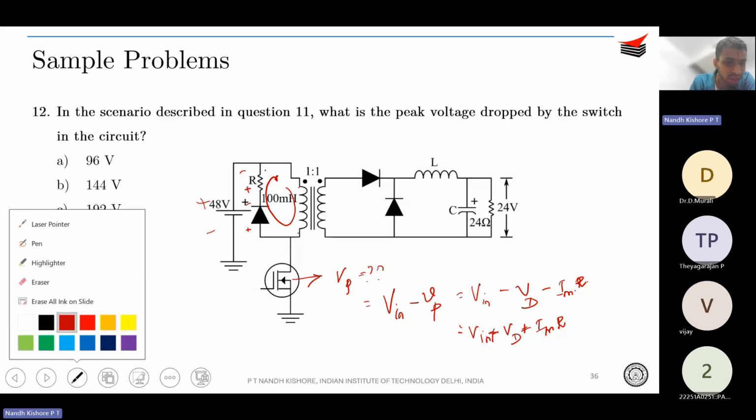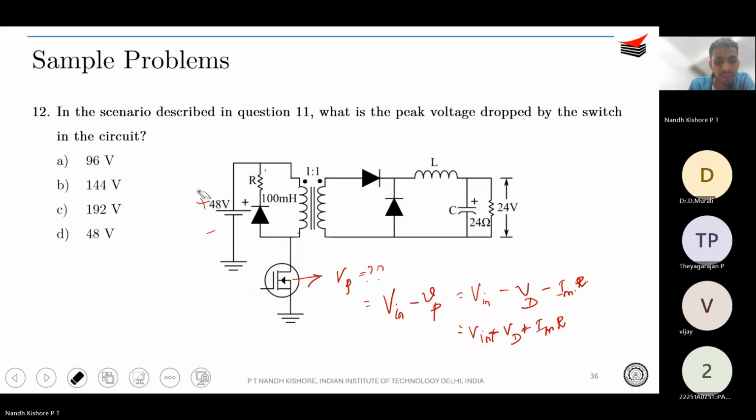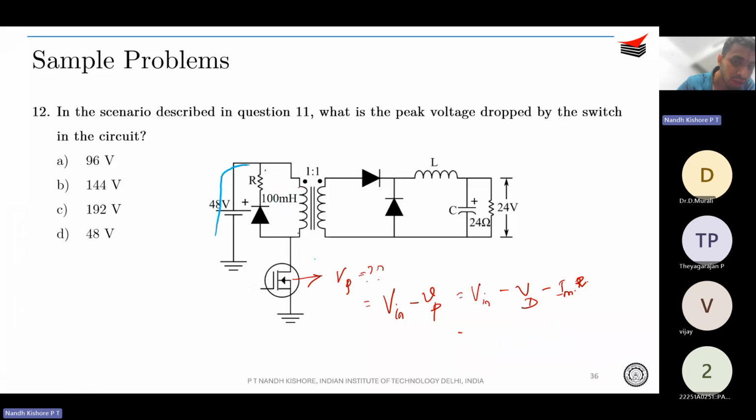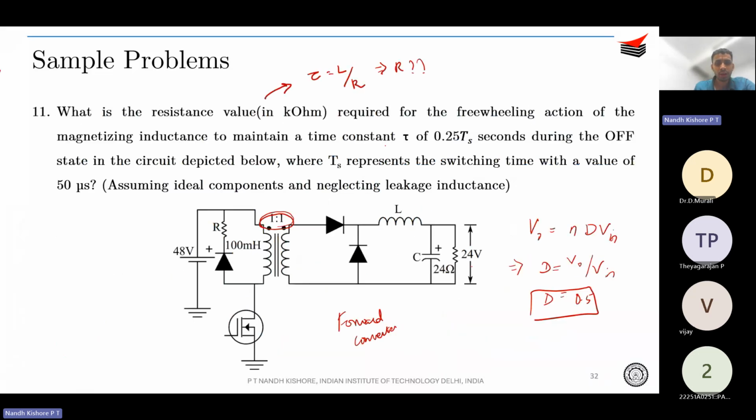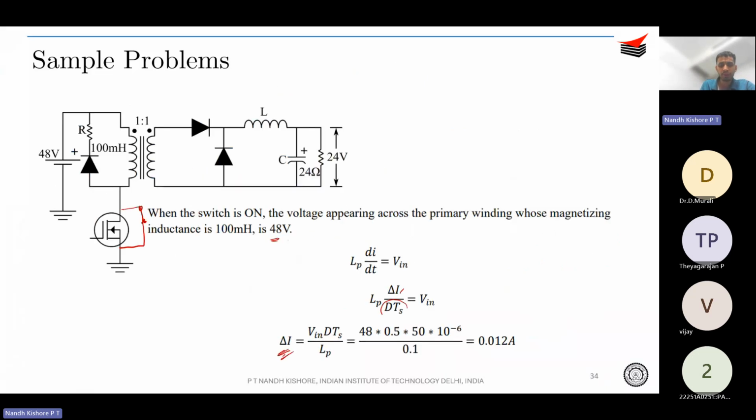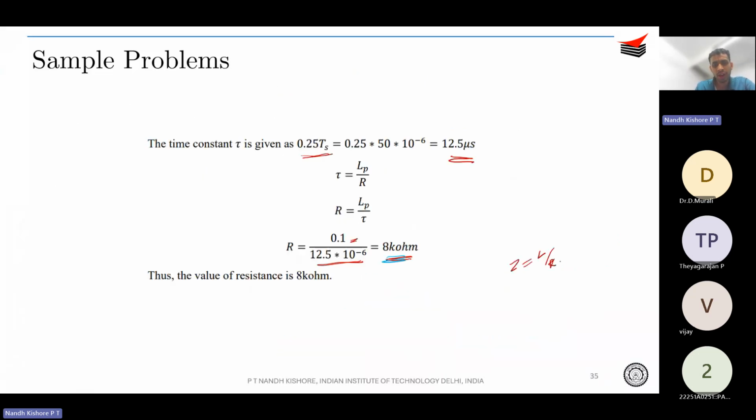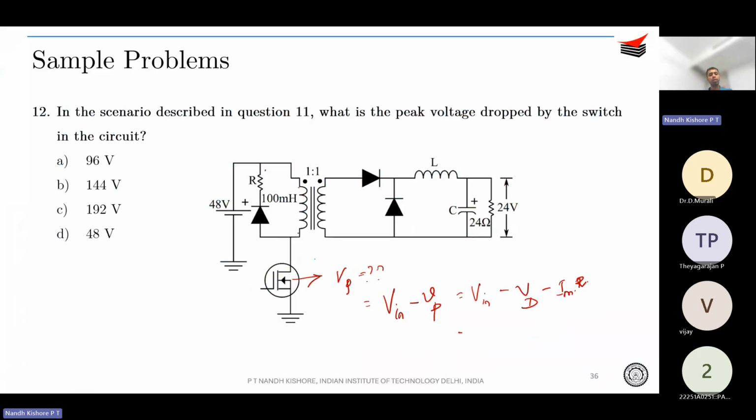Let me erase unnecessary ink. So switch voltage can be determined from this loop. That is, this is the loop. So VQ is equal to V in minus or plus I into R plus V diode. They have not given anything regarding the diode in the problem, I guess. But you know what is R now from the previous problem, that is tau is equal to L by R. You know what is R. So from that you can find out what is VQ.